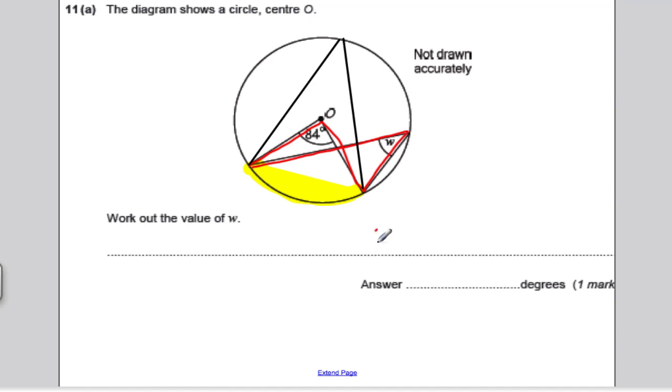So W is half of 84, which is 42 degrees, and the reason is angle at centre is double angle at circumference. Tricky one that. Don't lose a mark for something you know but you just rushed and thought, oh, this is easy. So just think about what rules are applying in each case.